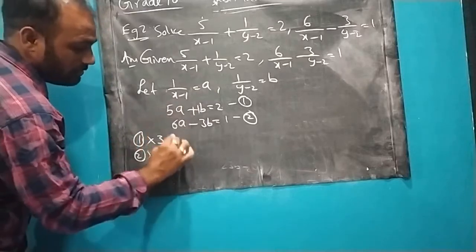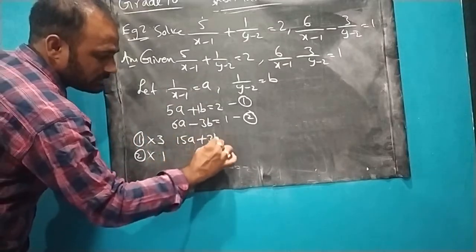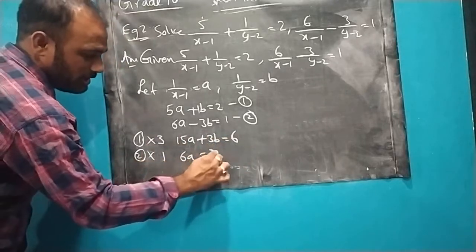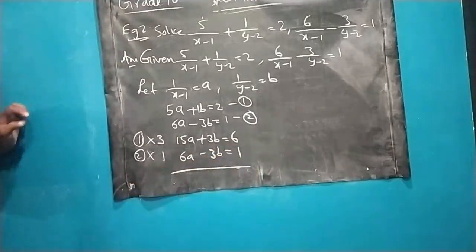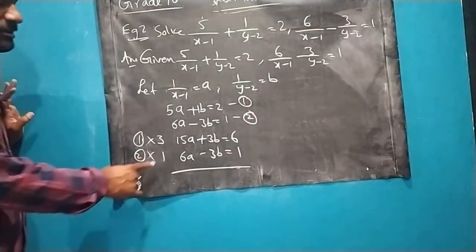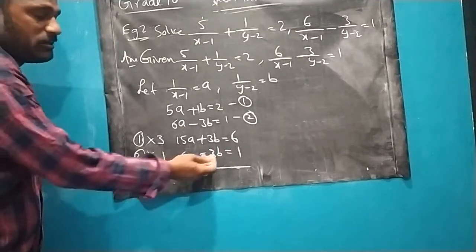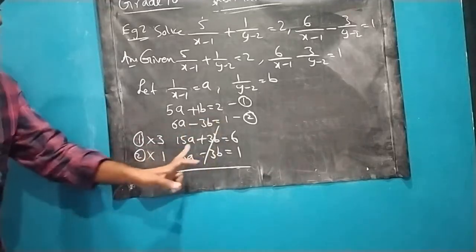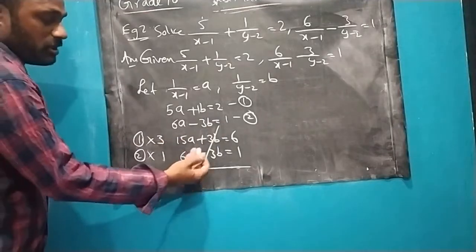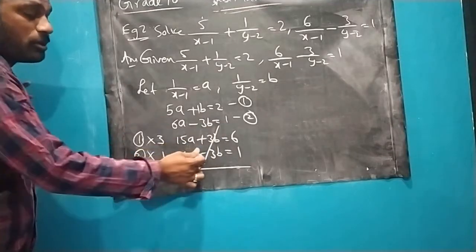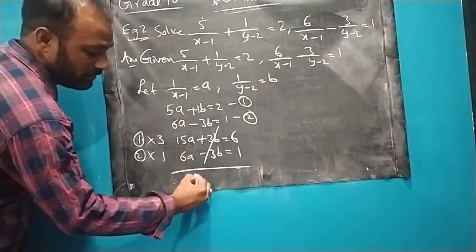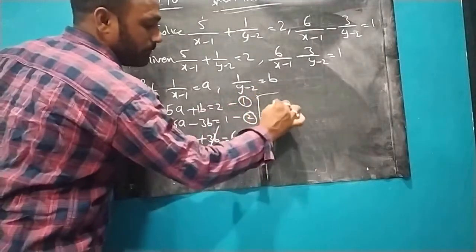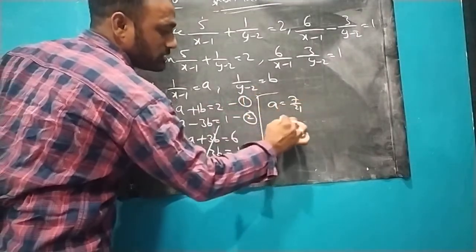Now see here, if I multiply with 3, it will become 15a plus 3b is equals to 6. Next, the second equation as such, 6a minus 3b is equals to 1. While performing the elimination method, we will be changing the signs of the second equation, but here directly it is getting cancelled without changing any sign. So we are doing addition here, not subtraction. Only when we do subtraction are we going to change the signs. So 15 plus 6 is 21a is equals to 7. So a is equals to 7 by 21, which is 1 by 3.